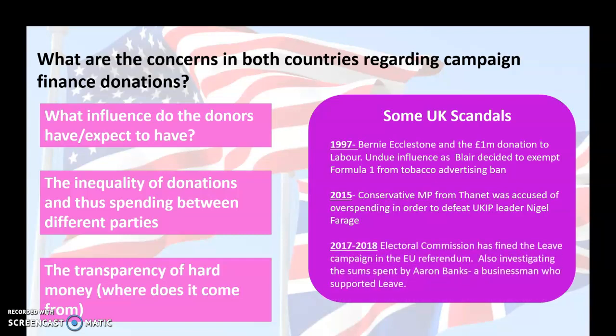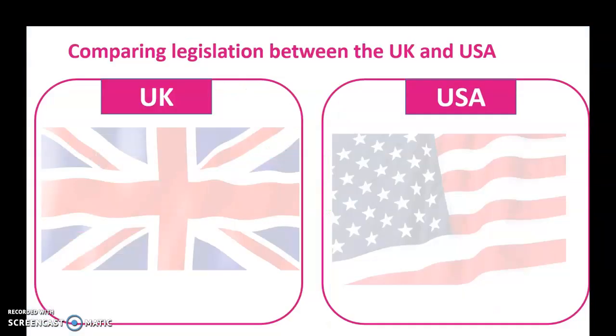The Electoral Commission has fined the Leave campaign in the EU referendum for overspending, and investigated the activities of Arron Banks, who's a businessman who really supported Leave. And then, of course, there's the latest scandal about money from Desmond Stewart, whatever his name is, who gave money for that housing development plan, but he also gave money to the Conservatives, and then the housing minister or the local government minister approved his plans. So there are issues around there as well.